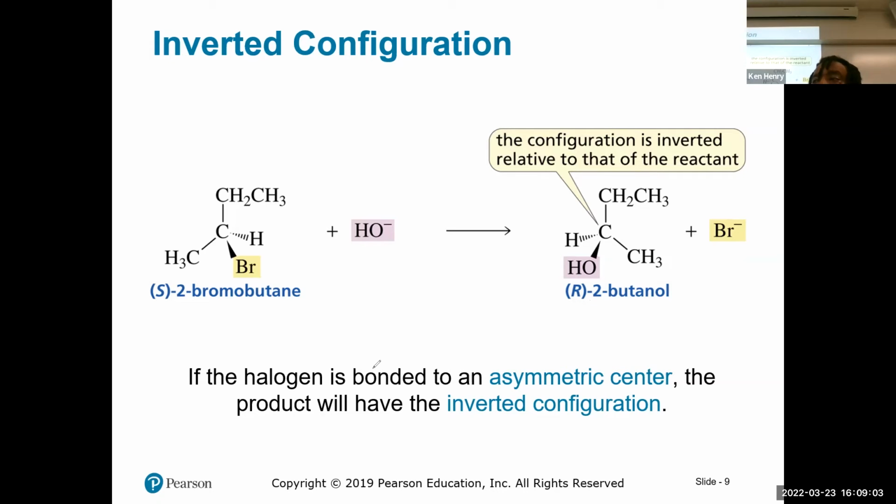So if we have an asymmetric center, then we're going to always produce the inverse configuration when we do that substitution. So we want to make note of that. Nice little chart. If I start off with an S, I'm going to end up with an R. If I start out with an R, I'm going to end up with an S. It's always going to give me the inverse.